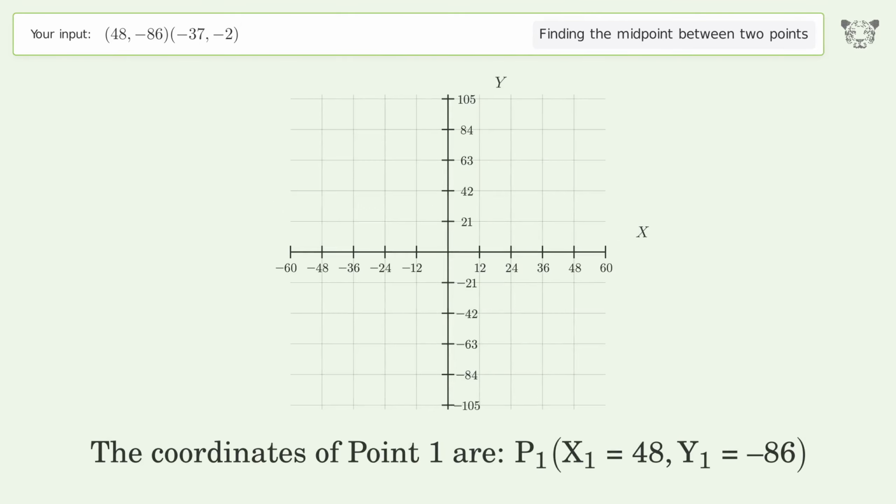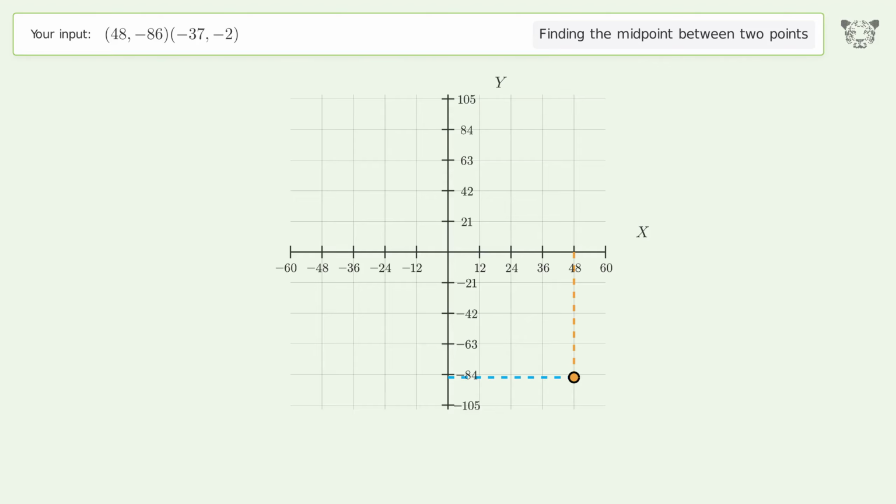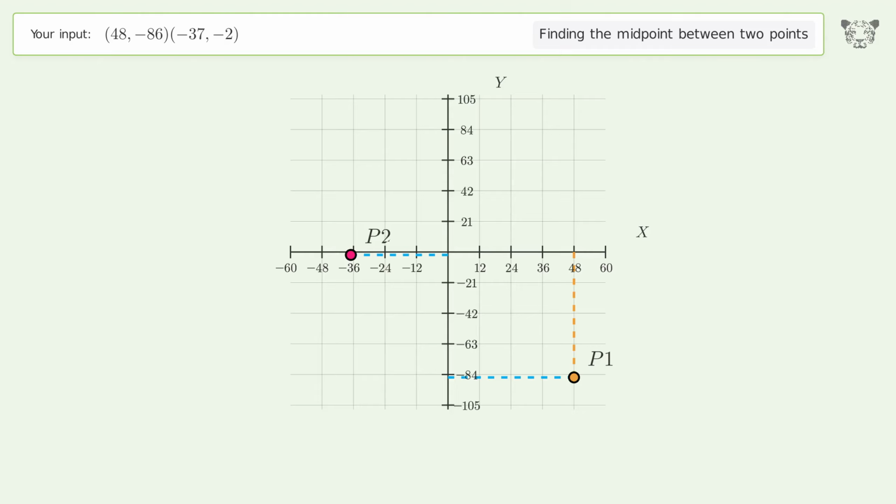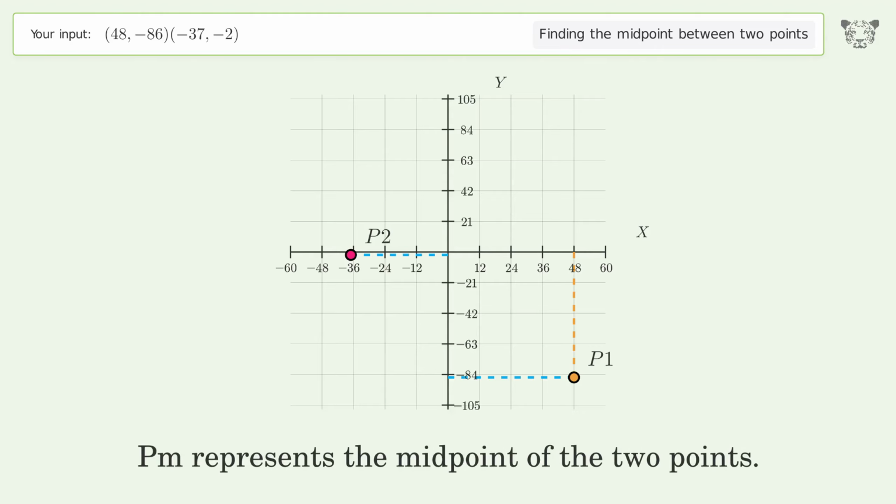The coordinates of point 1 are, x1 equals 48, y1 equals negative 86. The coordinates of point 2 are, x2 equals negative 37, y2 equals negative 2. PM represents the midpoint of the 2 points.